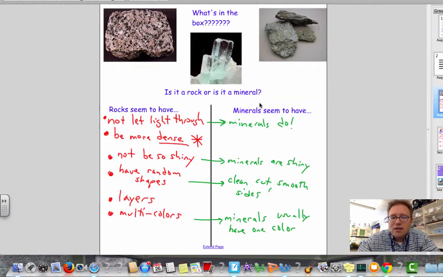We first started off by looking at both rocks and minerals and seeing if we could understand the difference between the two. We realized that minerals sometimes let light through them. Not all rocks do that. Sometimes minerals seem a bit more shiny. They can reflect light. Rocks don't do that as often. Sometimes we saw that minerals have nice smooth edges. Sometimes rocks do, but not always. A lot of times rocks have multiple colors, whereas minerals usually just have one or maybe two colors. So that's one way to start thinking about the two.